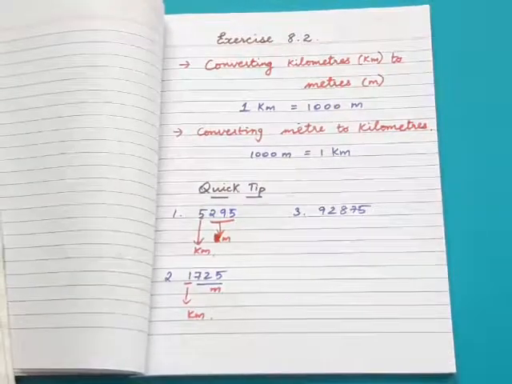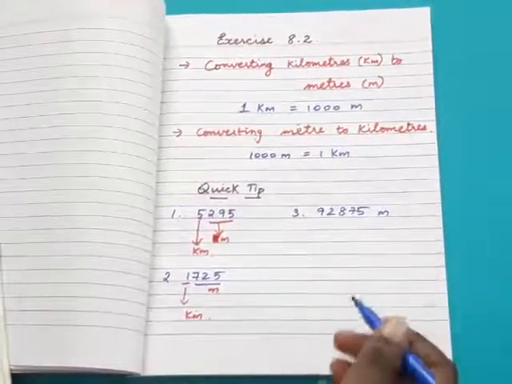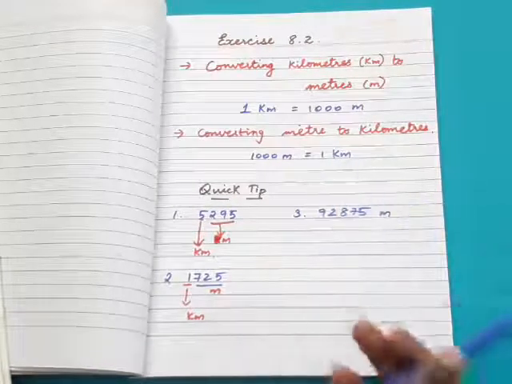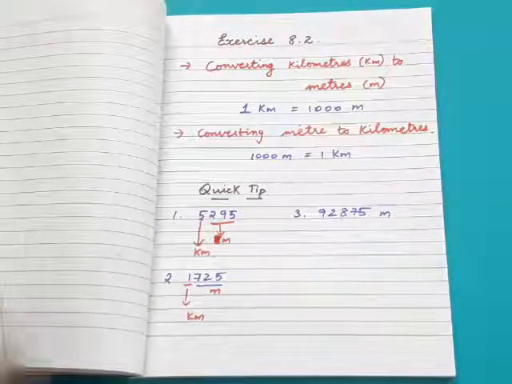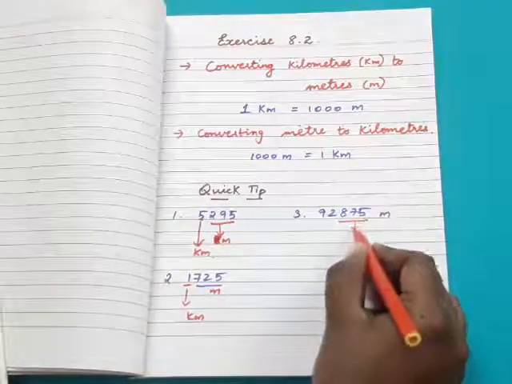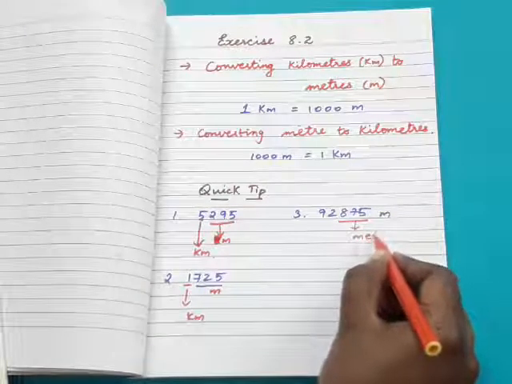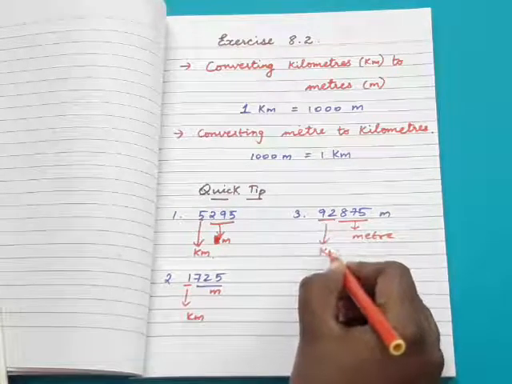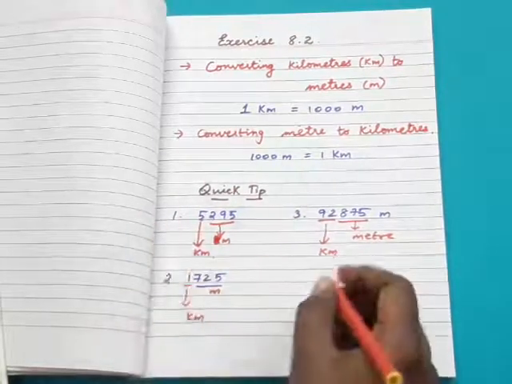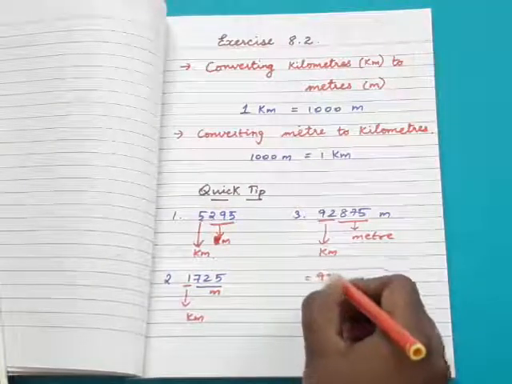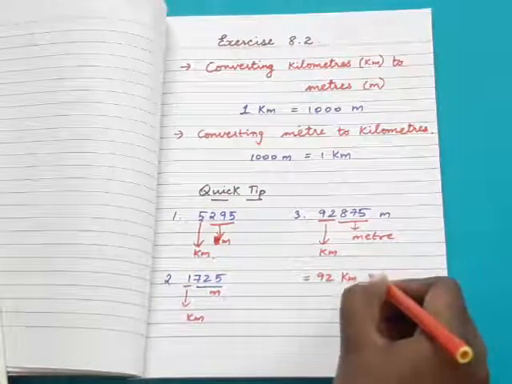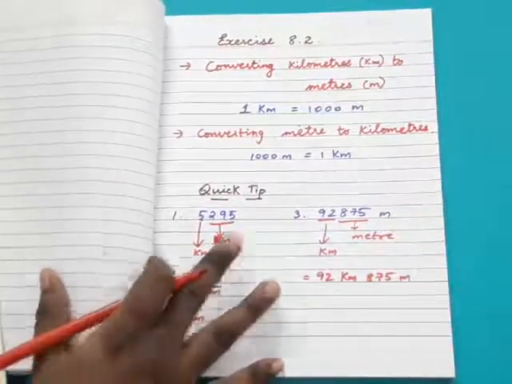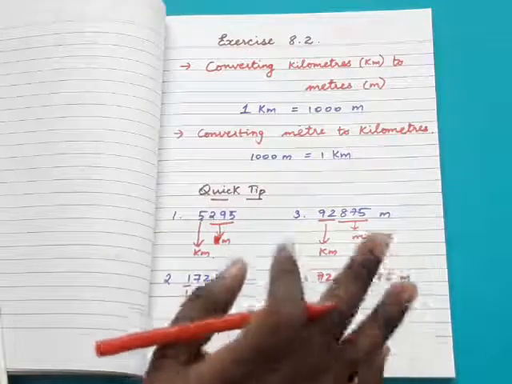In this question, they have given you meter. Now we are going to convert it into a meter as well as into a kilometer. What are you going to do? The last three numbers are meter. The remaining numbers are kilometer. Then what will be the answer, students? 92 kilometer 875 meter. Like this only you are going to do this 8.2 exercise.